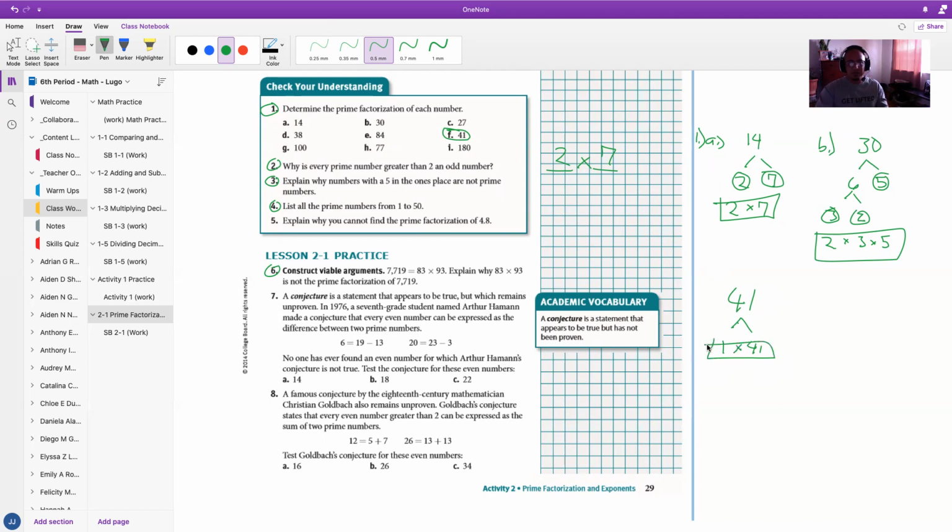That would be your prime factorization. Even though 1 is not a prime number, 41 is already a prime number, so just leave it like that. The rest of them, though, these are all composite numbers. You can break them down further into their prime factors.